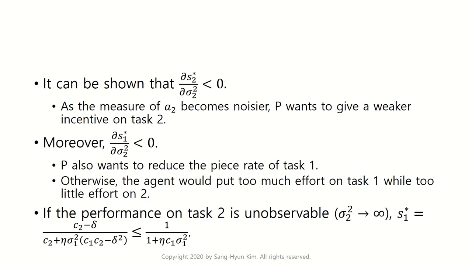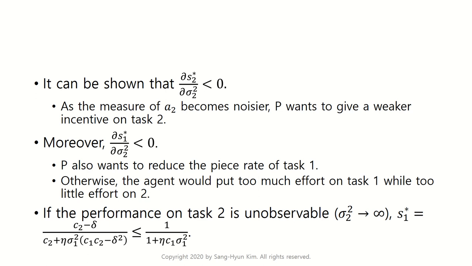As the measure of task 2 becomes noisier, the principal wants to give a weaker incentive on task 2. So the principal doesn't want to rely on the very noisy measure, or it also means that the principal doesn't want to give too much risk to the worker, because if sigma 2 squared is very large, then that means it is very noisy. So if you increase S2, then you will have to expose the worker to too much risk, and you don't want to do that. So you want to reduce S2. That's what we found before. So this is not new.